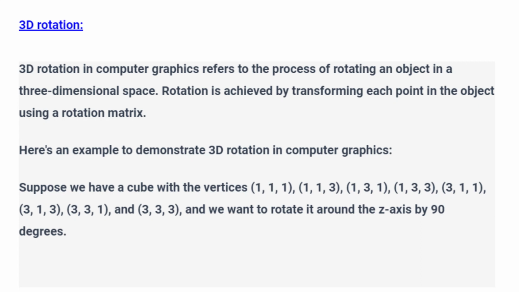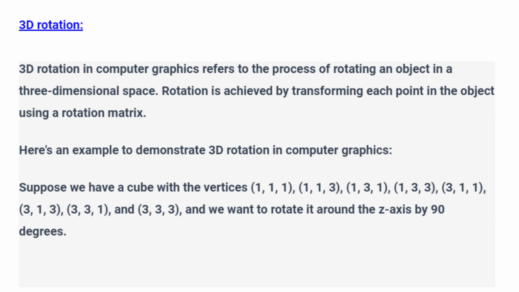3D rotation. 3D rotation in computer graphics refers to the process of rotating an object in a three-dimensional space. Rotation is achieved by transforming each point in the object using a rotation matrix. Here is an example to demonstrate 3D rotation in computer graphics.